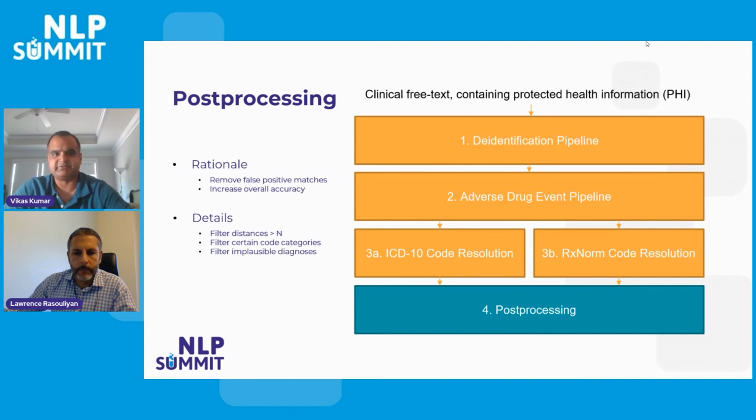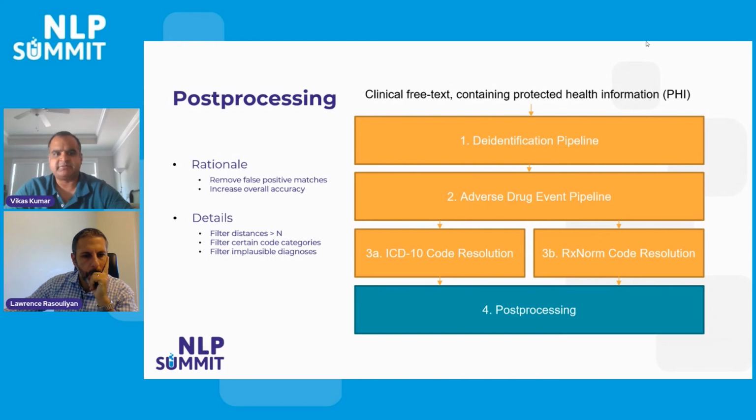First, we want to filter distances that are greater than a certain threshold. By distance, I mean it's sort of like a confidence level of how good the match is. We want to filter out distances that are too high, which might indicate a poor match. And I'll talk about that in the next slide a little bit more.